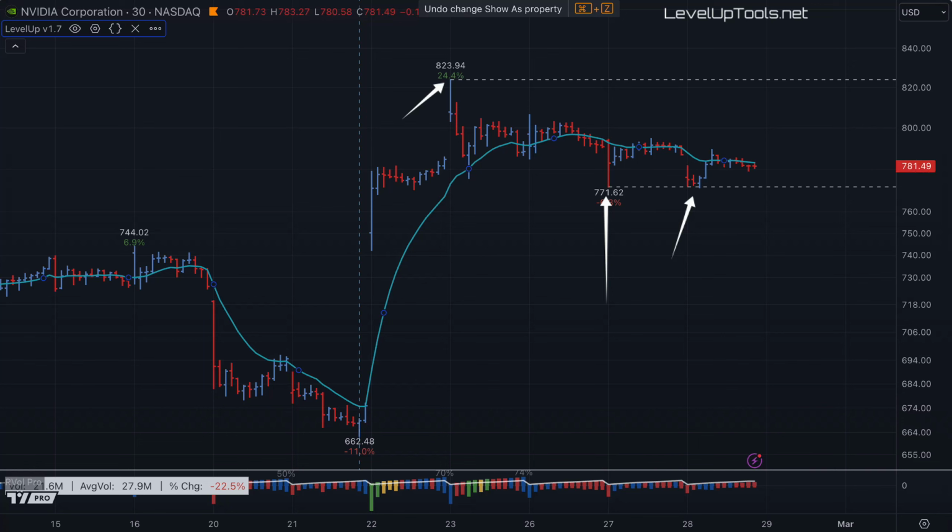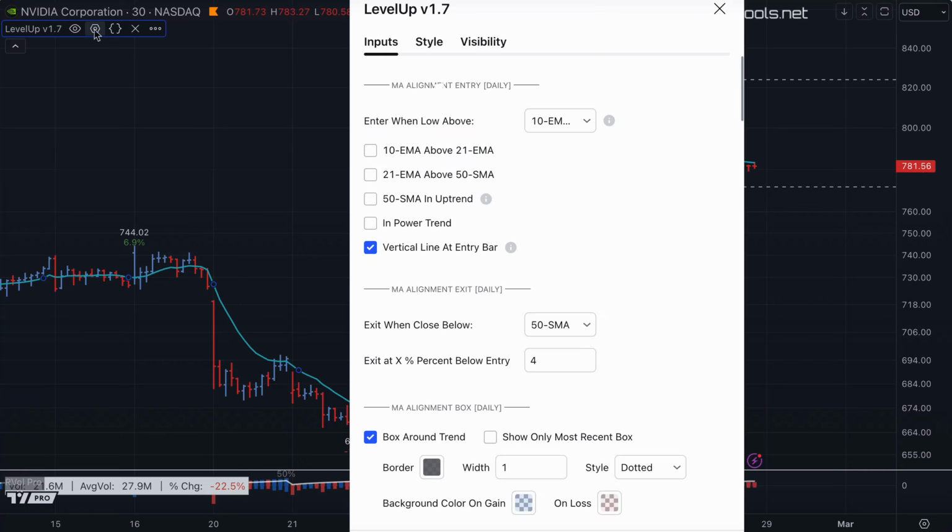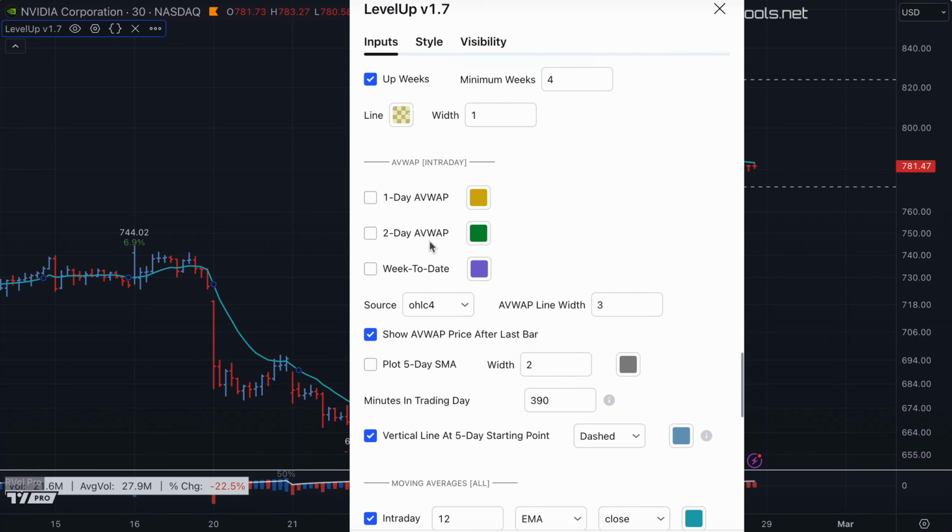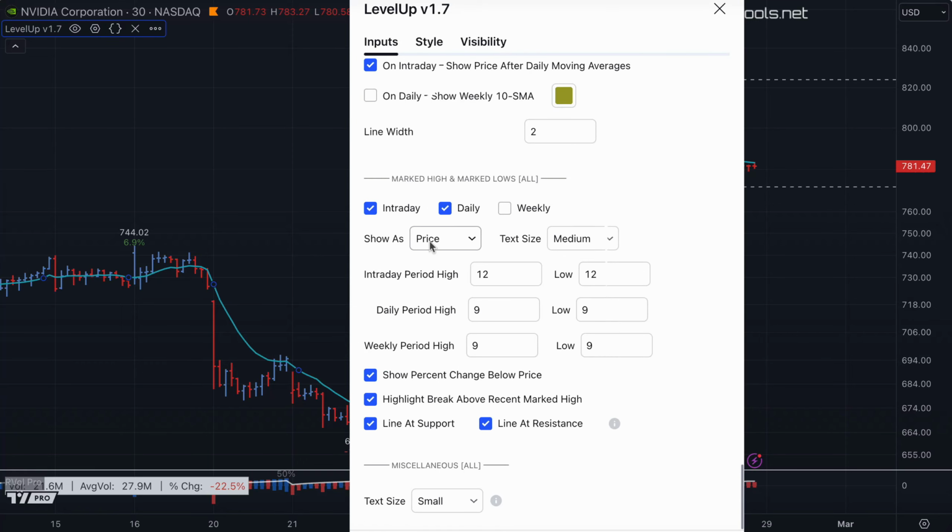Another feature that can be very helpful is you can define the range or the period for a marked high and low. For example, if I pull up the settings and scroll down to the bottom, I explained the definition on a daily chart that the marked high was the highest bar 9 bars backwards in time and 9 bars forwards in time. You can change those configurations right here. So you can see on this intraday chart, I have the marked high as the highest high, 12 bars backwards in time and 12 bars forwards, and the low, the same idea.